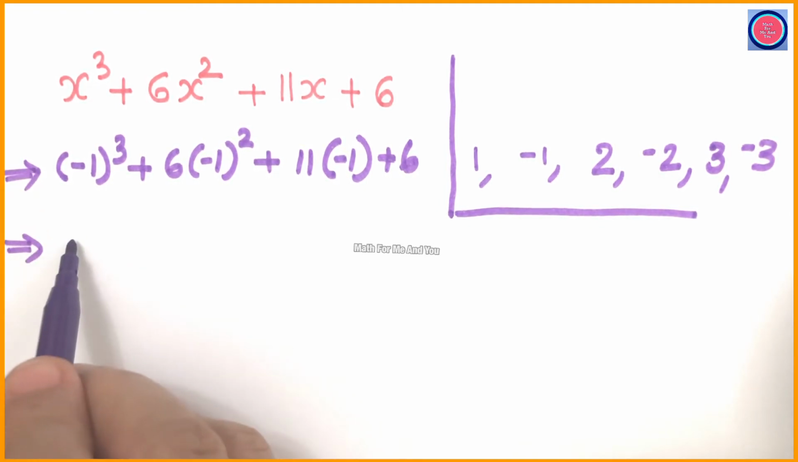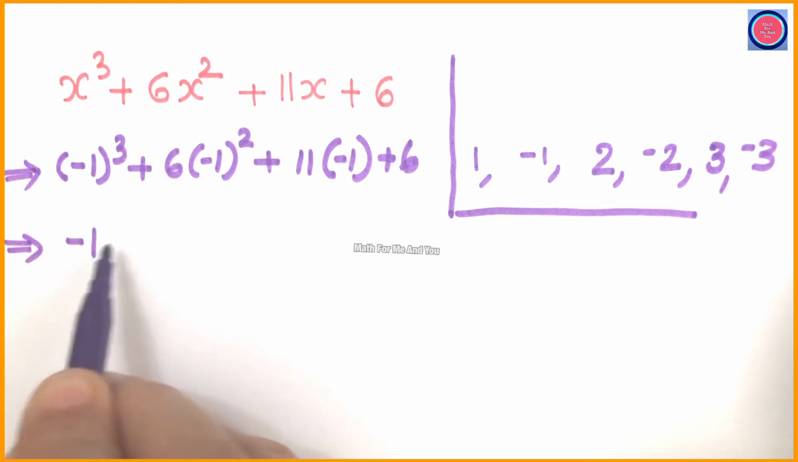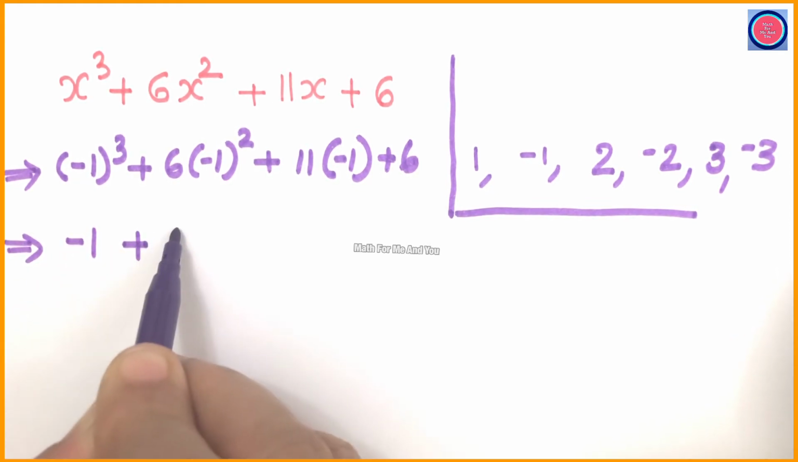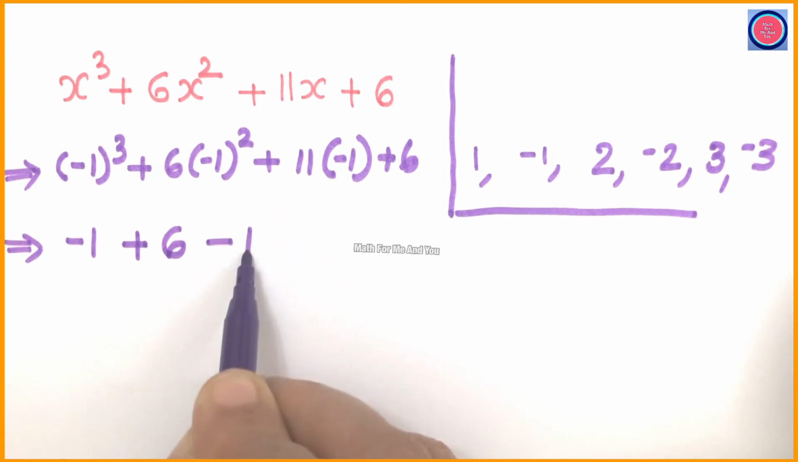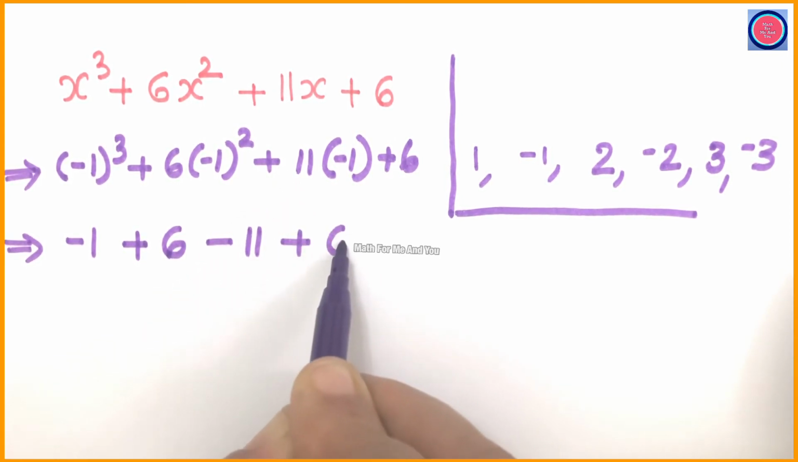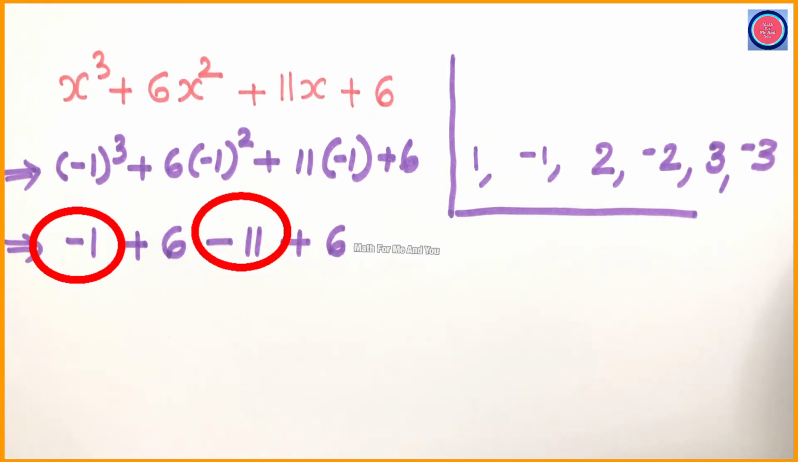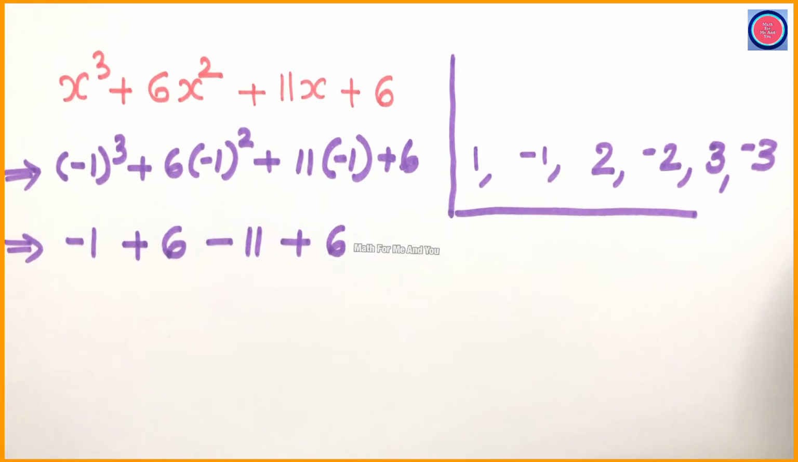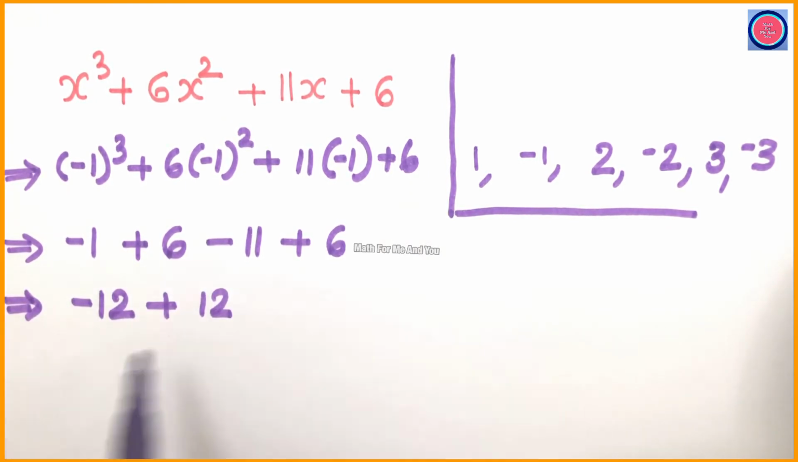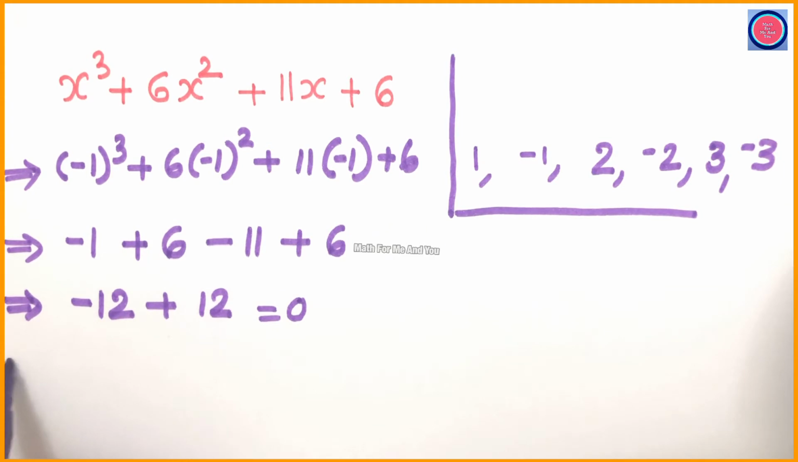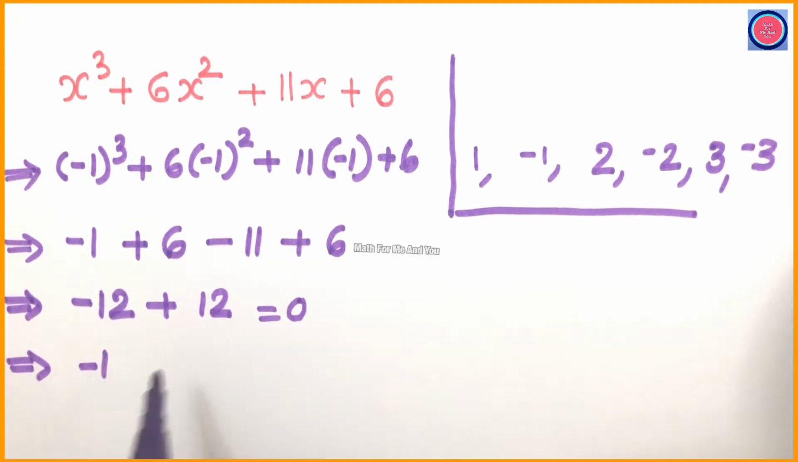We have to check. Minus 1 power 3 is minus 1, plus 6 times minus 1 square is 6 times 1, that is 6, plus 11 times minus 1 is minus 11, plus 6. Minus 1 and minus 11 together make minus 12. 6 plus 6 is 12. So here we get minus 12 plus 12, that is equal to 0. When we substitute minus 1 for x, the polynomial reduces to 0. What is the meaning? Here the meaning is minus 1 is a root of this polynomial.